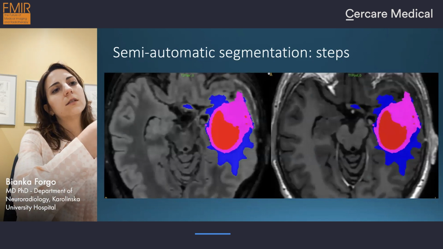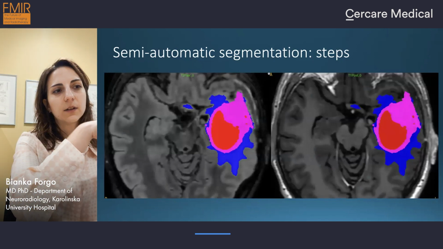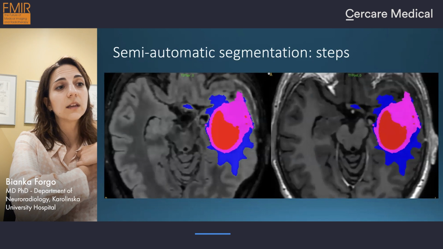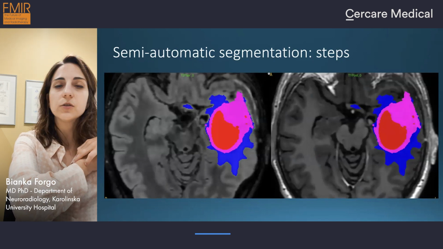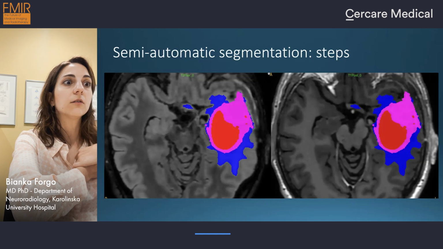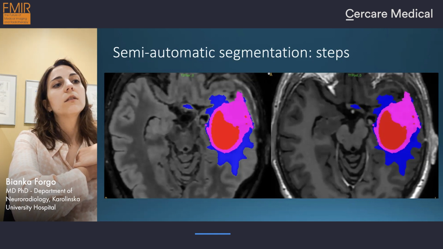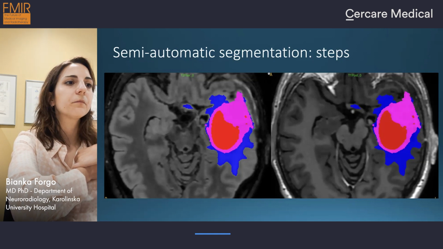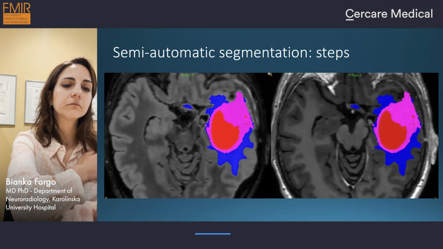We do these steps for all the tissue classes that we desire to include in the segmentation map, and what we typically include is the contrast enhancing tumor, the non-enhancing tumor or edema, and the necrotic cavity.